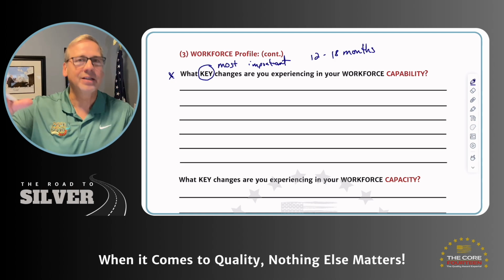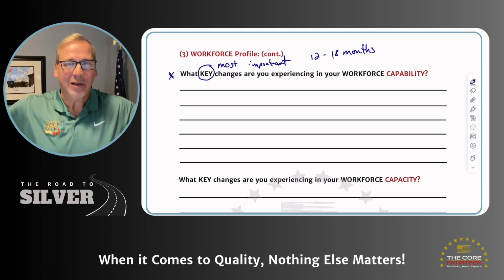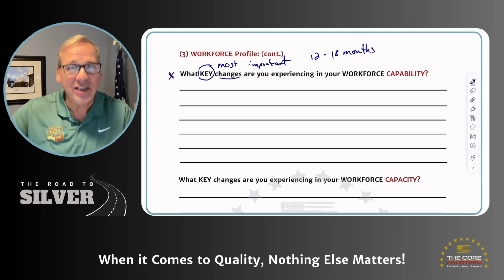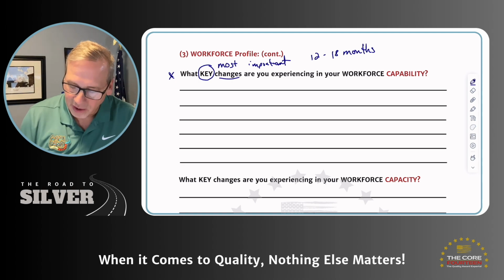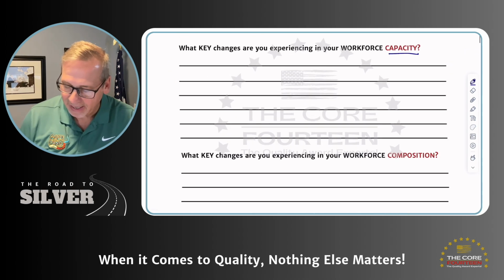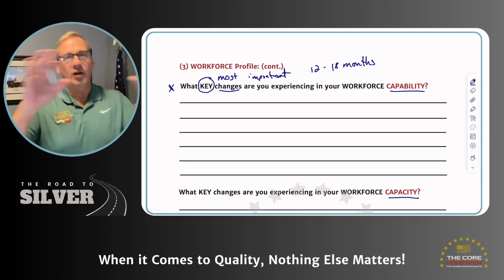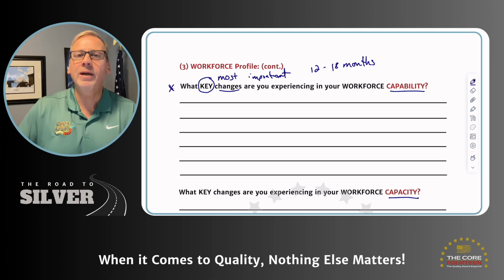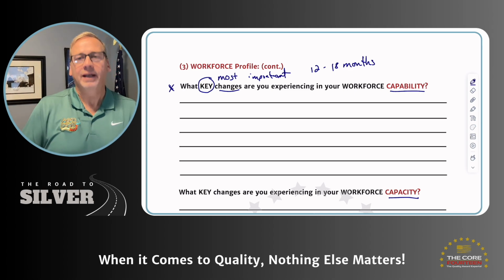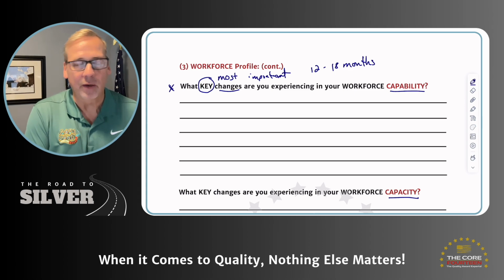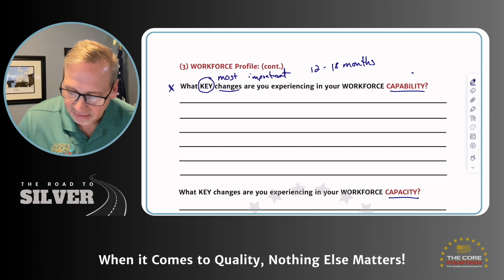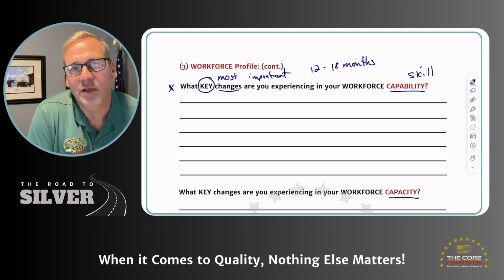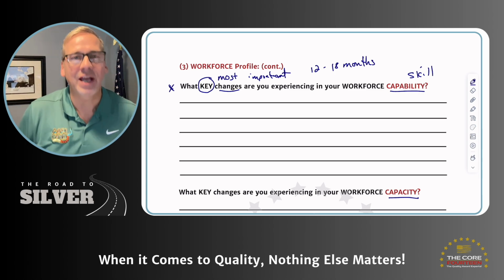12 to 18 months. This is a recent question. This question is about any recent, most important changes, that's the key word, changes that you are experiencing in your workforce capability, capacity, and composition. So once we first understand what the word key means, and we're looking at the timeline, the last 12 to 18 months, now we can really start addressing the question of capability. What does capability mean? Well, in short, I would invite you to consider using the word skill level. That's what we're talking about when we're talking about capability. Have there been any changes?